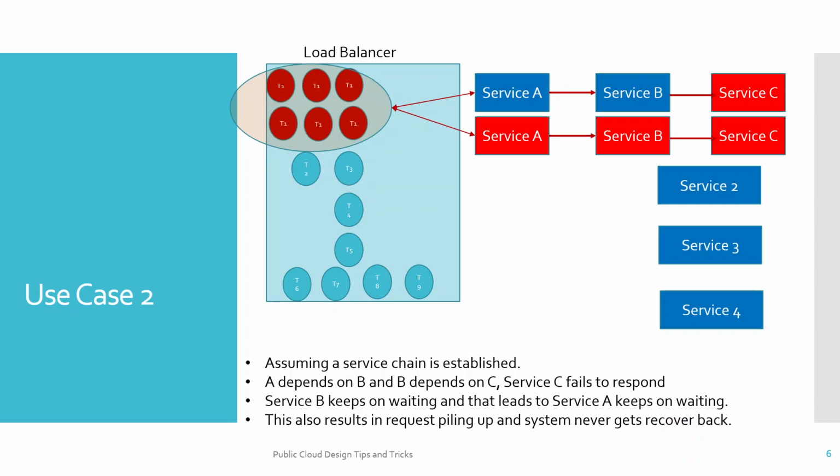So you can say, assume a service chain is established here. A depends on B. We have already discussed B depends on C, and service C fails to respond. Now service B keeps waiting, and that leads to service A keeping on waiting. That's a ripple effect, and that also results in requests piling up, and the system never gets recovered back.